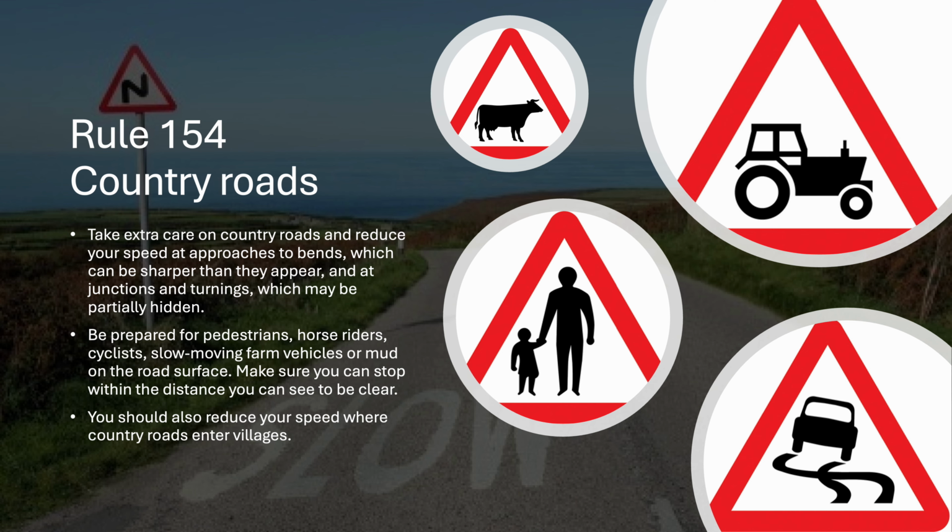Country roads. Rule 154. Take extra care on country roads and reduce your speed at approaches to bends, which can be sharper than they appear, and at junctions and turnings which may be partially hidden. Be prepared for pedestrians, horse riders, cyclists, slow-moving farm vehicles or mud on the road surface. Make sure you can stop within the distance you can see to be clear. You should also reduce your speed where country roads enter villages.